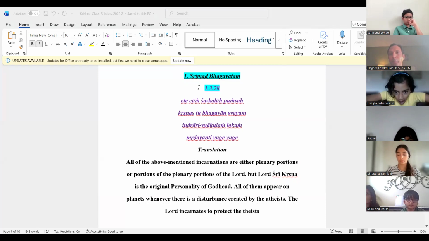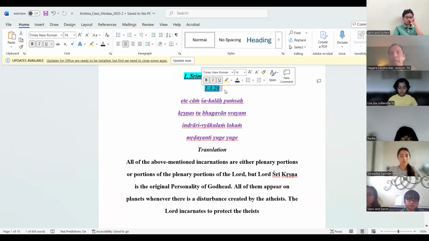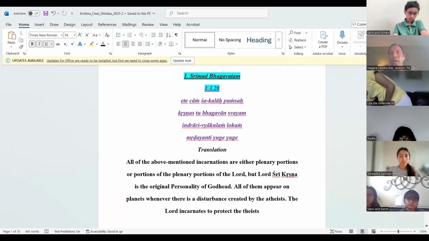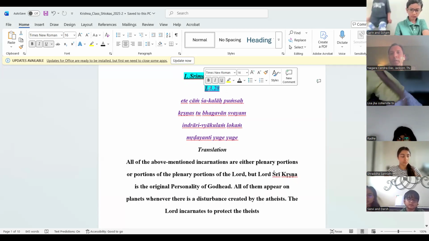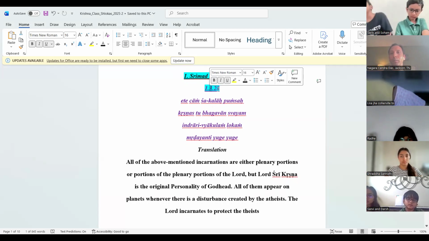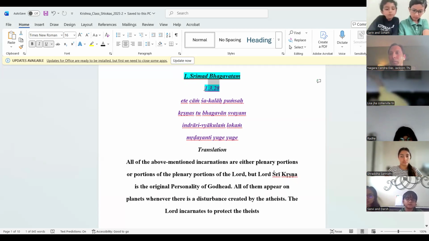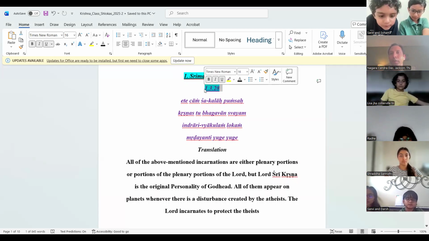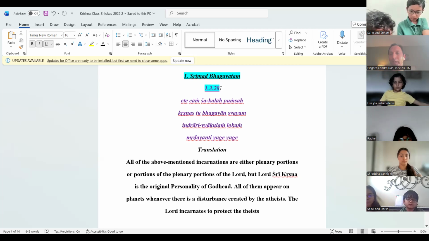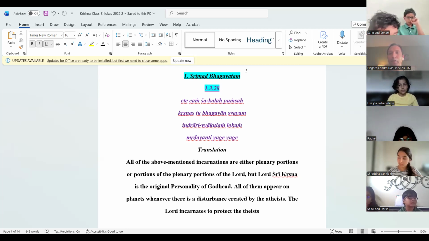So the way we read Srimad Bhagavatam shlokas is, this 1.3.28 means it is from the first canto of Srimad Bhagavatam, third chapter, shloka number 28. So that is how we read this 1.3.28. Okay, first canto, third chapter, 28th shloka. So if you have Srimad Bhagavatam and you want to look for it, you will take out the first canto of it.